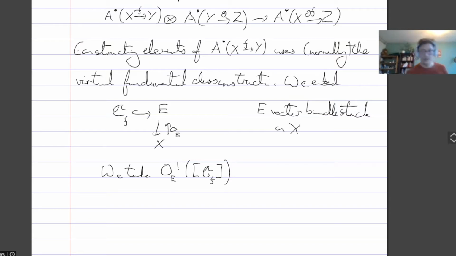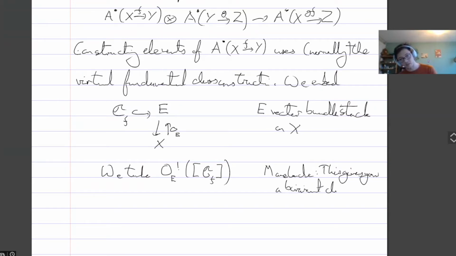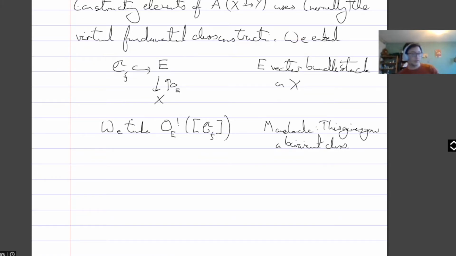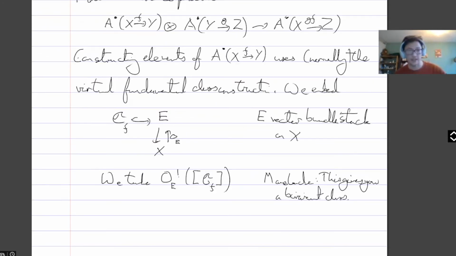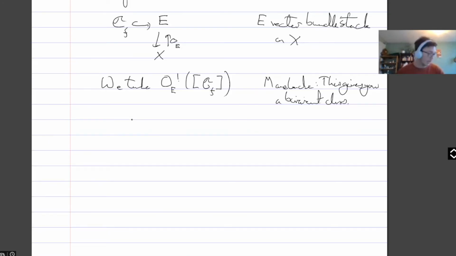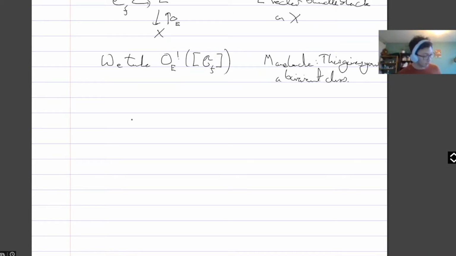Okay, and the fact this gives you a bivariant class is a theorem of Manolache. So Manolache tells us that this gives you a bivariant class. So that's very good. That's the classical setup of how you do enumerative geometry. And what I want to tell you is roughly, and I'm going to go into more detail afterwards, what do we do in the log world?